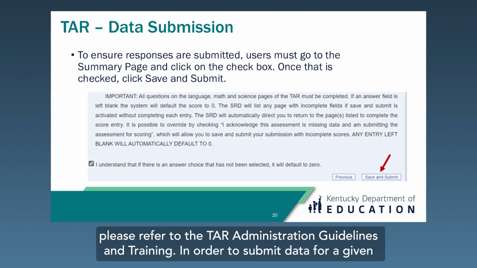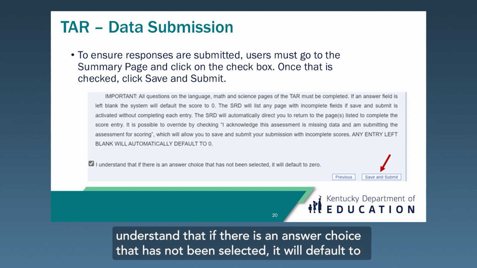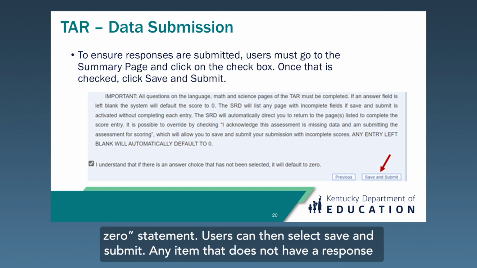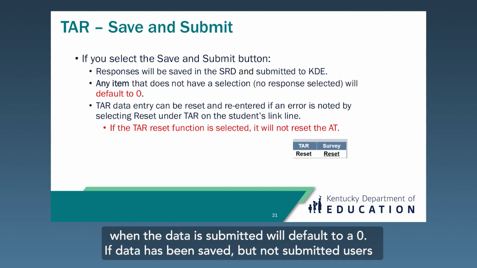In order to submit data for a given category, users must first certify that their responses are complete by checking the "I understand that if there is an answer choice that has not been selected, it will default to 0" statement. Users can then select Save and Submit. Any item that does not have a response when the data is submitted will default to a 0.